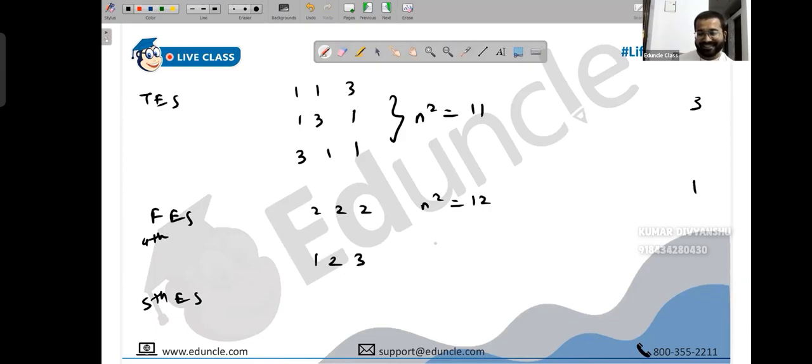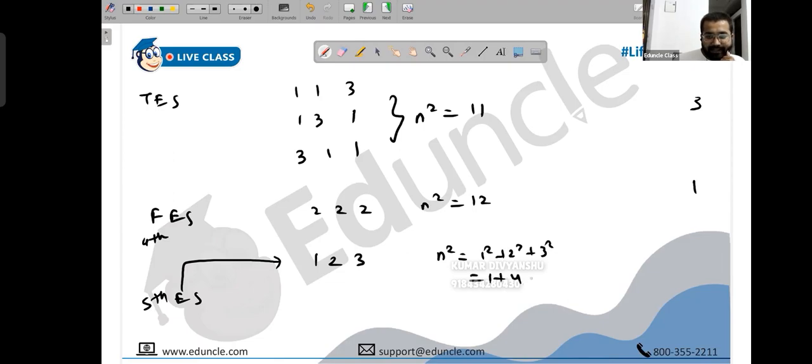But you have to tell me the degeneracy of this now. Think about the degeneracy of this fifth excited state, 1 2 3, where n square is 1 square plus 2 square plus 3 square, which is 1 plus 4 plus 9, which is 14. Degeneracy of the fifth excited state. Here you have a 3. There's a problem here. You have psi 113, psi 131, psi 311.